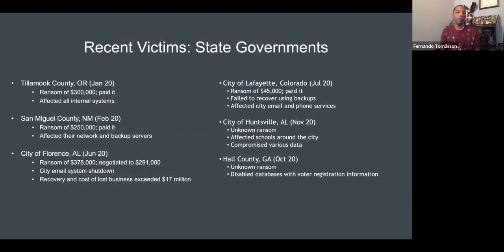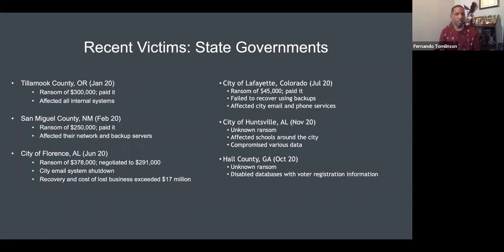Let's look at a couple of instances. So from state governments, we have Tillamook County in Oregon, January 2020. Ransom of $300,000, they paid it. It affected all their internal systems. San Miguel County, New Mexico, in February, $250,000, they paid it, and it affected their networking and their backup servers.